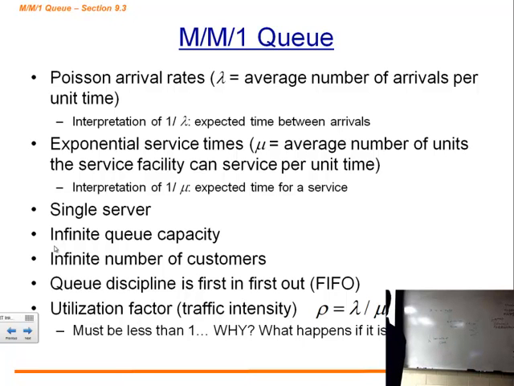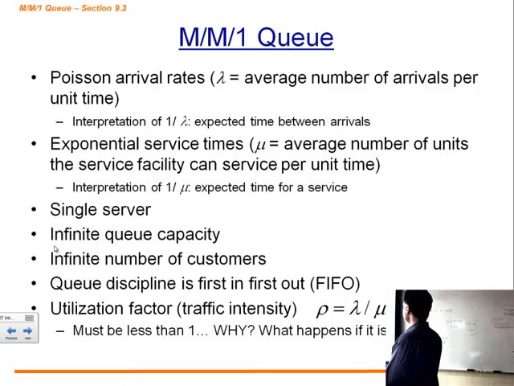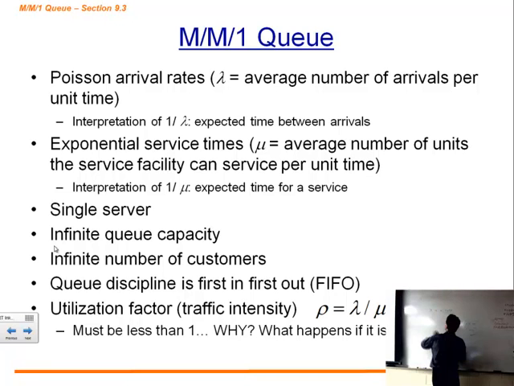That's the first M. The second M is exponential service times. This means that the amount of time for a service is exponentially distributed. And mu is the average number of units the service facility can service per unit time. So mu is the same units as lambda. Mu is also a rate. These are both rates. So mu is the average number of services per unit time. So what's 1 over mu then? This is the expected time of a service.